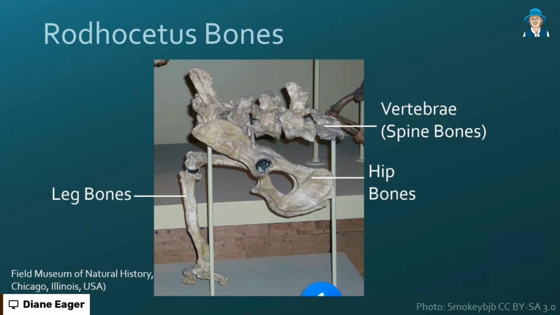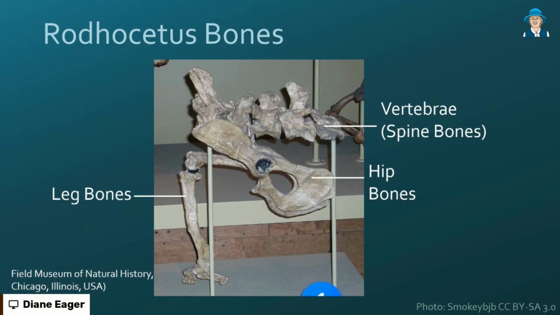This is from the Field Museum of Natural History in Chicago. And sure enough, this thing does have hip bones connected to its spine, and it has leg bones. But there are lots of semi-aquatic creatures that still have legs and still have their hip bones connected to their spine, and there's no sign that they are turning into whales. They are just well-designed semi-aquatic creatures that are well designed to swim.